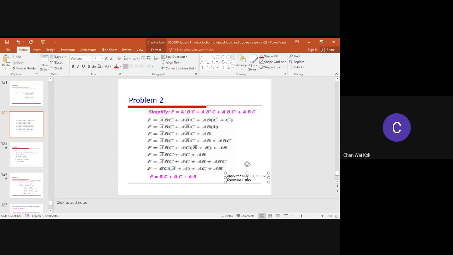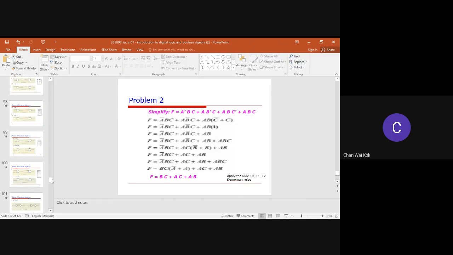Okay, so far any question? Any question so far? Feeling confused? What is confusing? Rule 10, okay, rule 10. Rule 10 is what? Also cannot remember the rules, okay?